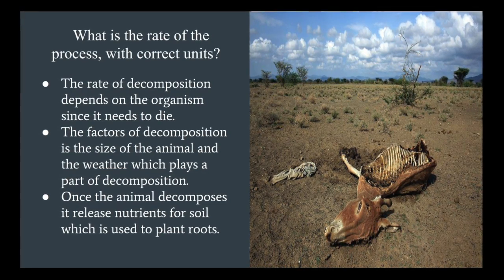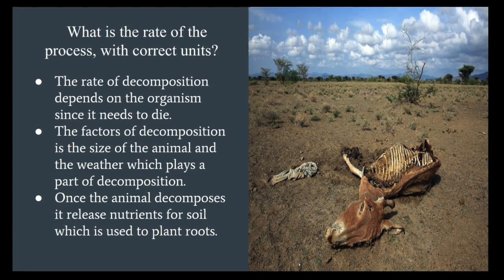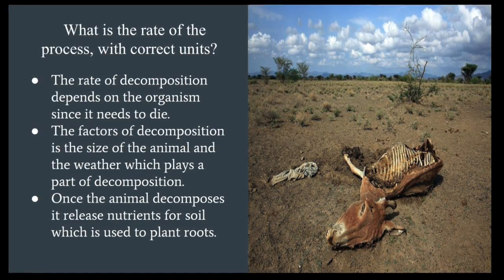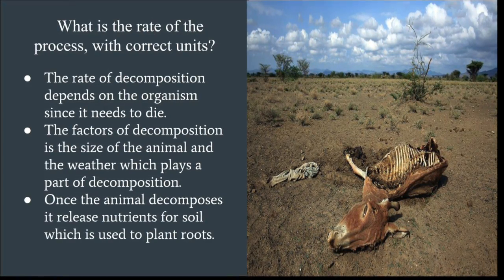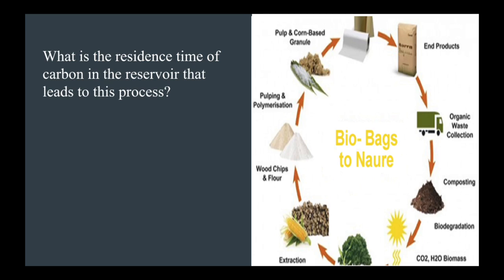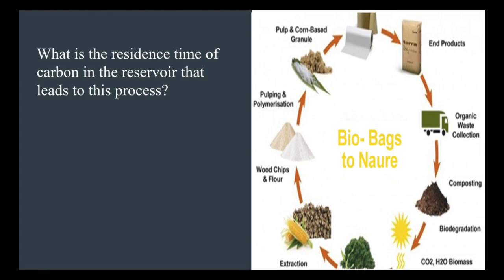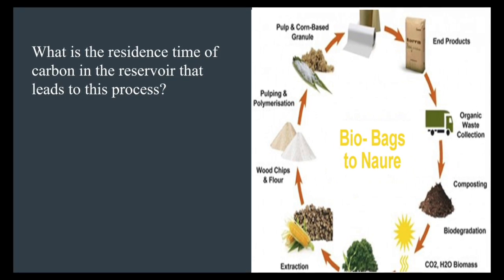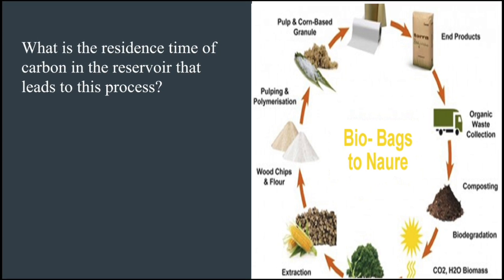The factors of decomposition are the size of the animal and the weather, which plays a part in decomposition. Once the animal decomposes, it releases nutrients for the soil, which are used by plant roots. So once the animal dies, it depends on the weather and how long it takes. The things that lead to decomposition are organic waste collection, composting, slow degradation, CO2, H2O, and biomass, and most importantly, end products.